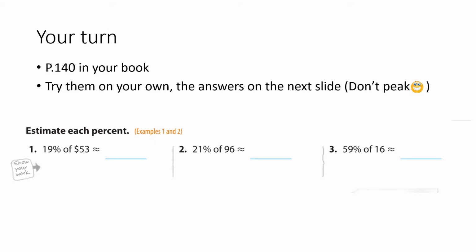Now it's your turn. I want you to turn to page 140 in your book, and you're going to try these three questions on your own. The answers will be on the next slide, and I will step you through the process. Don't peek. I want you to try them on your own, so please pause the slide or the video at this point. Try to work out 1, 2, and 3. There may be more than one right way to do it, but you should be around the answers that I will give you on the next slide. So again, please take a moment to pause and work these three questions out.